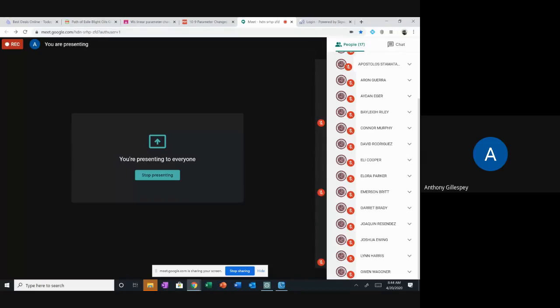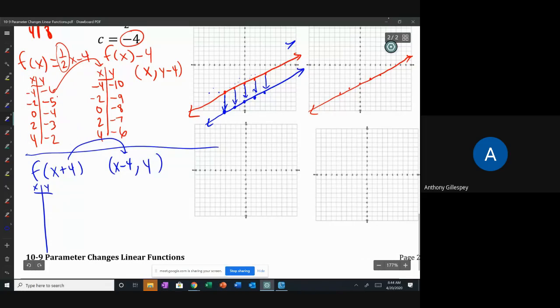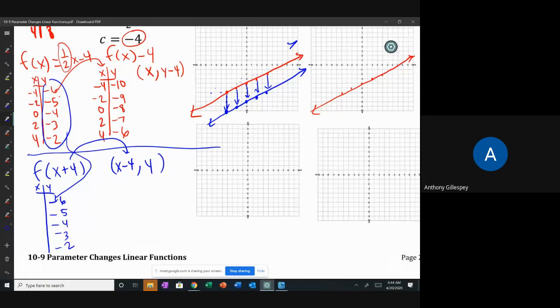And then let's see, Joaquin, you there? Yes, sir. All right. So the y's stay the same. So I'm going to take my original y's, right? These points that I'm circling, and they're going to come straight down, right? -6, -5, -4, -3, -2. What's going to happen to the x coordinates? What are they going to be? This is what this is saying. Take whatever the x was and subtract 4 from it.